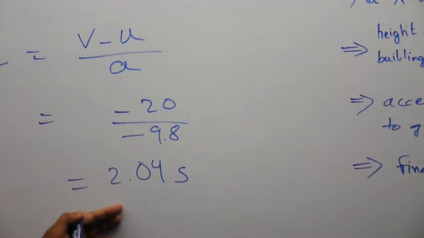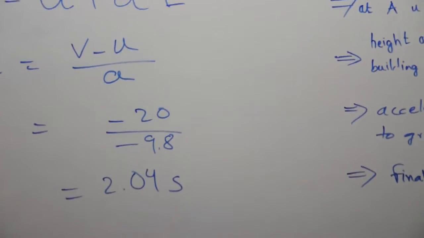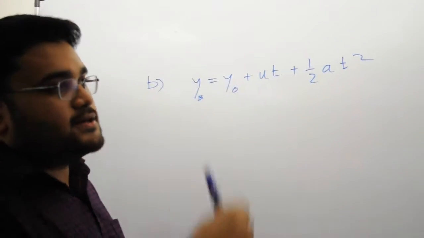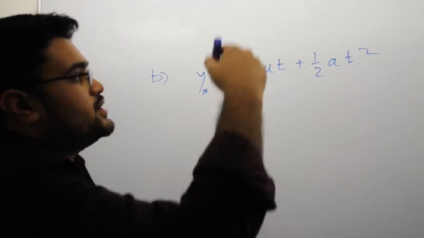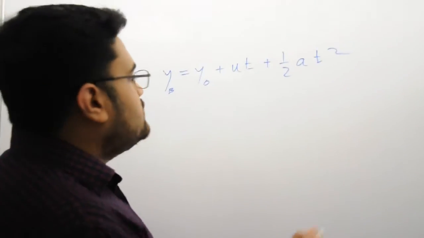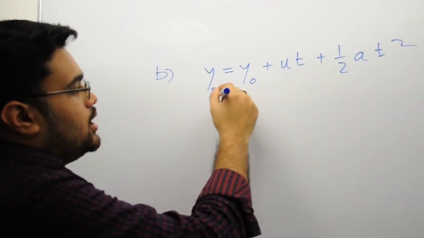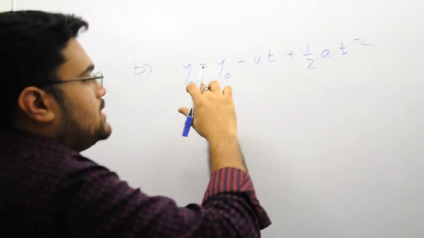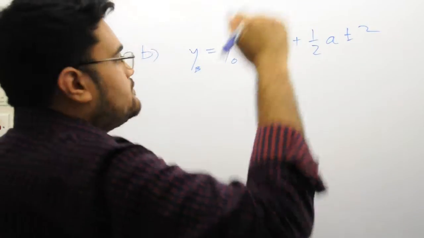Yeah, this is the time taken to reach the maximum height at position B. Okay, the second question is finding the maximum height of the stone when it reaches point B. So here we will be using this equation. Here YB denotes the distance at the maximum point, that is at point B.